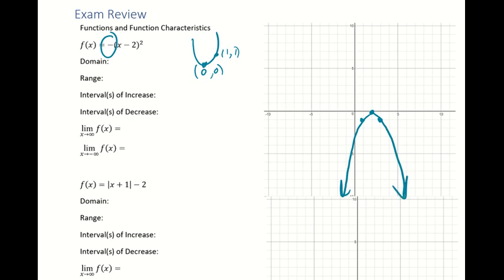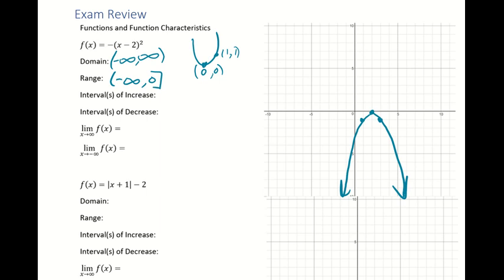So our domain, there's nothing that we can substitute into this function that will cause an issue, such as dividing by 0, taking the square root of a negative number, any of that. So we're looking at all real numbers, which is negative infinity to infinity. Remember, we're going to be working with interval notation. Our range for this, it's all of our values for y, so it's all of our negative numbers and 0. So our lowest value is negative infinity, and then our maximum value is 0. We use a bracket because it does include 0.